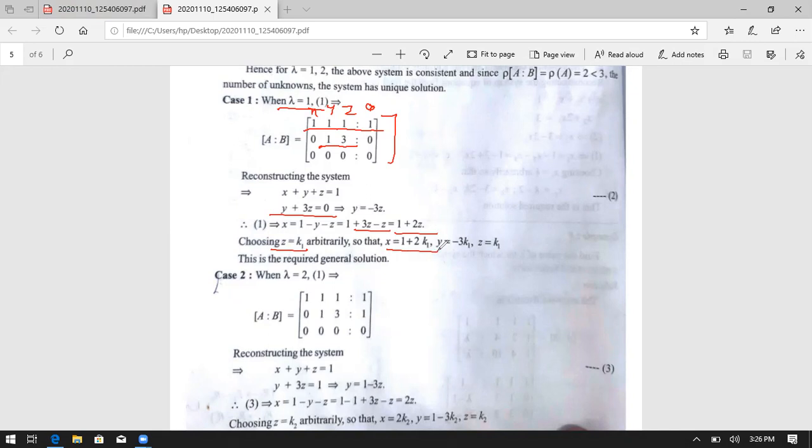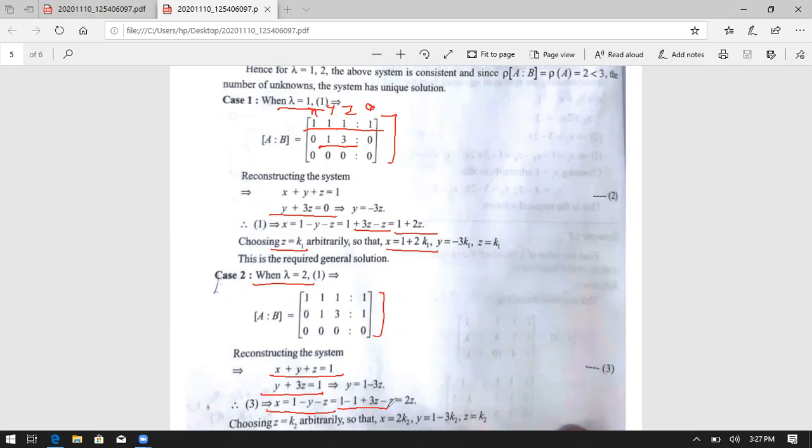Next, go to the second case, that is lambda is equal to 2. Next, you take the same matrix. After that, the equations are x plus y plus z is equal to 1, then y plus 3z is equal to 1, then y is equal to 1 minus 3z. Next, substitute here: x is equal to 1 minus y minus z, that is equal to 1 minus (1 minus 3z) minus z, which is equal to 2z.